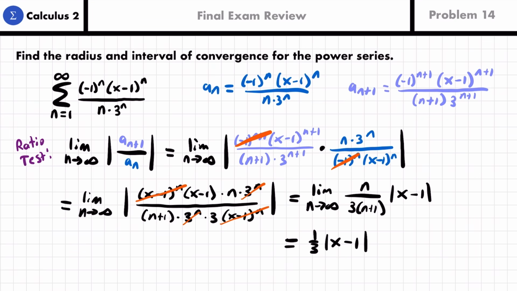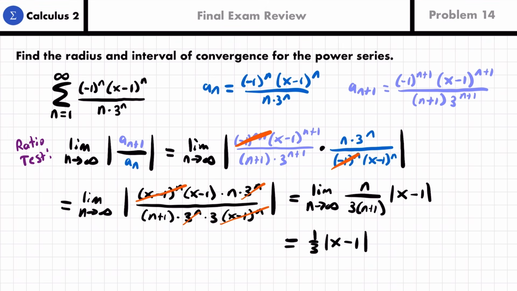Just a quick side note, if our powers of n were not equal, if the denominator had a bigger power of n, then that limit at infinity would be equal to 0, and if the higher power was in the numerator, then that limit would be equal to infinity. Okay, so those are just some quick shortcuts that you want to remember for these limits at infinity when you're doing the ratio test. But putting that aside, we now have 1/3 multiplied by the absolute value of x minus 1 as a result of the ratio test.